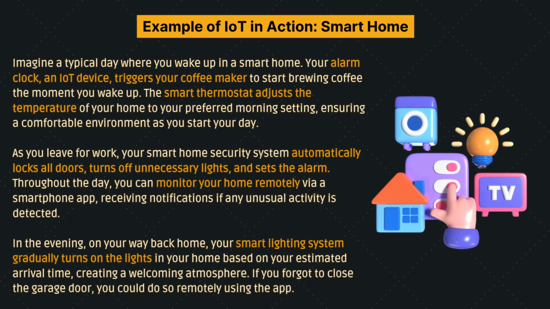Let's wrap up with an example of IoT in action. Imagine waking up in a smart home. Your alarm clock signals your coffee maker to start brewing as soon as you wake up. The thermostat adjusts the temperature for your comfort. As you leave, the security system locks the doors and sets the alarm. You can check everything remotely through an app and receive alerts if anything unusual happens. When you come home, smart lights turn on to welcome you.